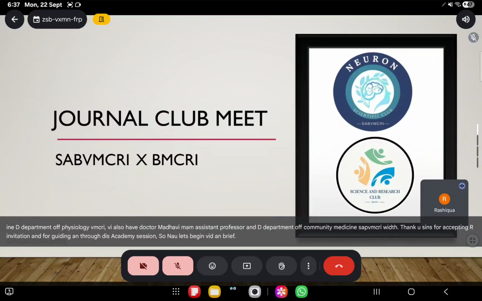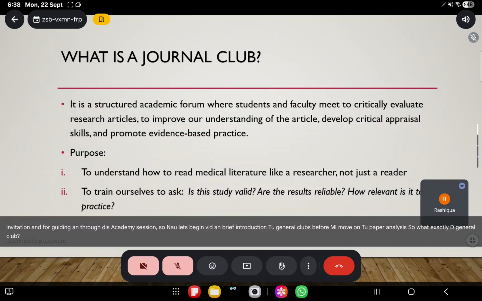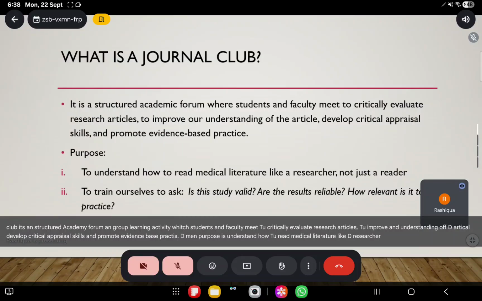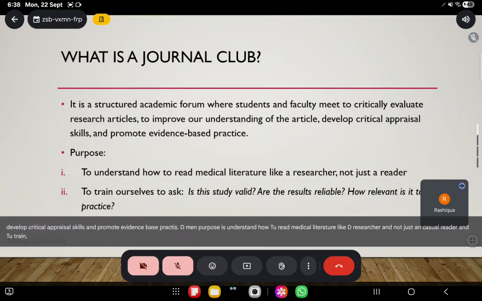So now let's begin with a brief introduction to journal clubs before we move on to paper analysis. So what exactly is a journal club? It's a structured academic forum, a group learning activity where students and faculty meet to critically evaluate research articles, to improve our understanding of the article, develop critical appraisal skills, and promote evidence-based practice. The main purpose is to understand how to read medical literature like a researcher and not just a casual reader, and to train ourselves to ask, is this study valid? Are the results reliable? And how relevant is it to practice?